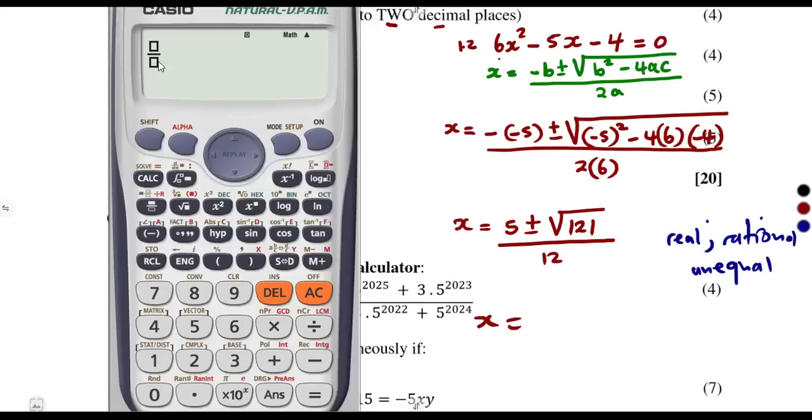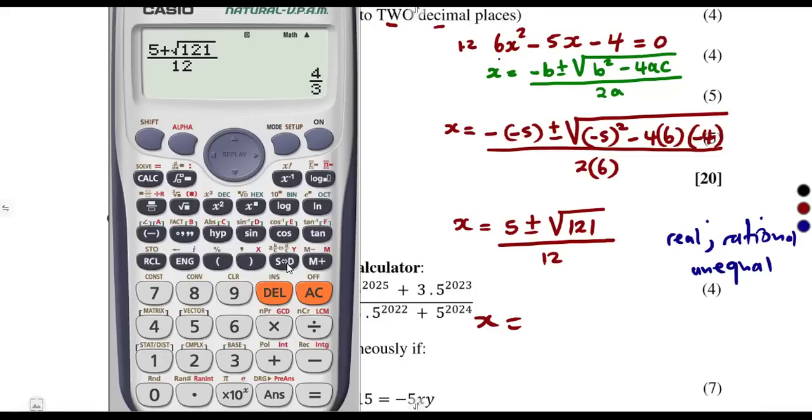Put the fraction 5 plus the square root of 121 over 12. So that's over a 12 like this. So as you can see, guys, 4 over 3. That's a real number. Rational. It's a rational number. Remember, this is 1.3 with a dot on top, which is endless: 1.3333 and so on. But it is a rational number. It can be written as a fraction, a over b.